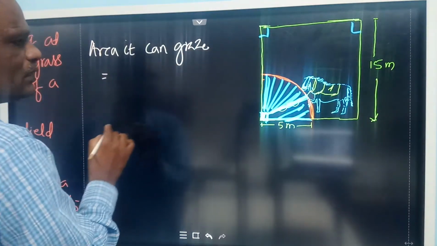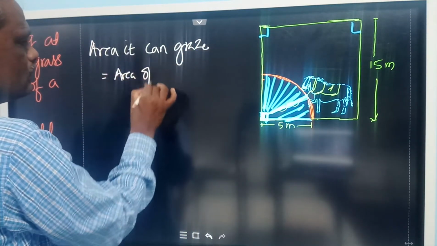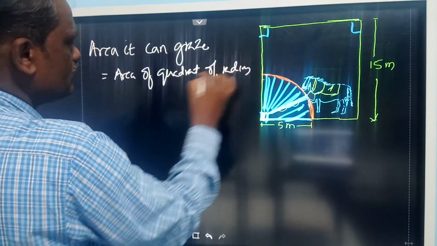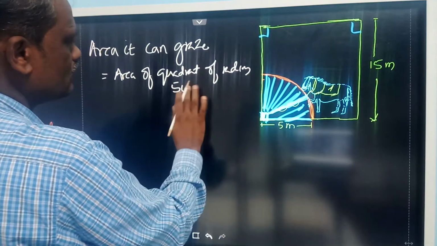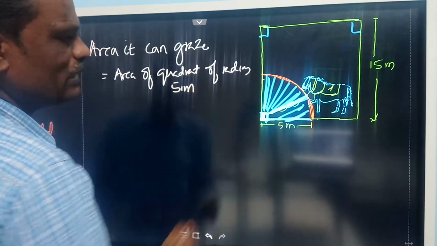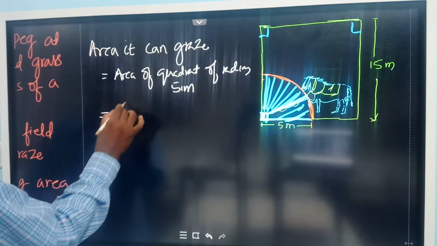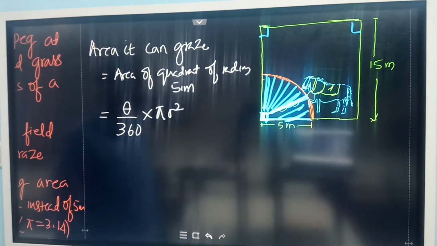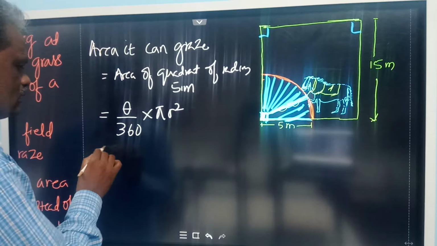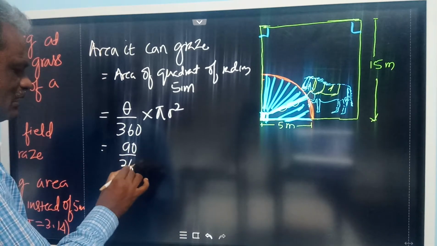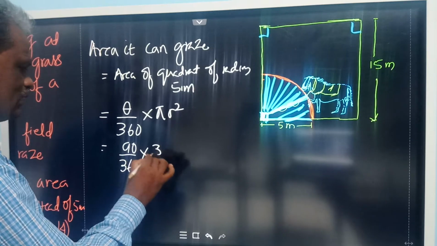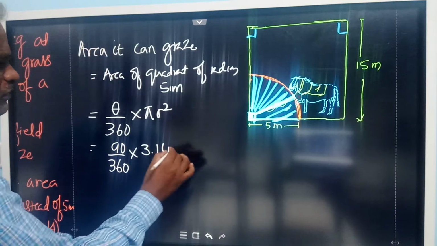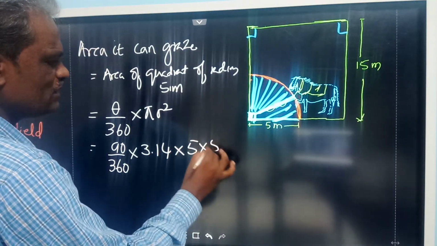is equal to the area of a quadrant of radius 5 meter. This much area only it can graze. So therefore, theta divided by 360 into pi r square. It is a quadrant, a sector with a 90 degree angle. So you can write here 90 divided by 360 into 3.14. They asked us to use the value of pi as 3.14. Radius here is 5 meter. 5 square means 5 into 5.